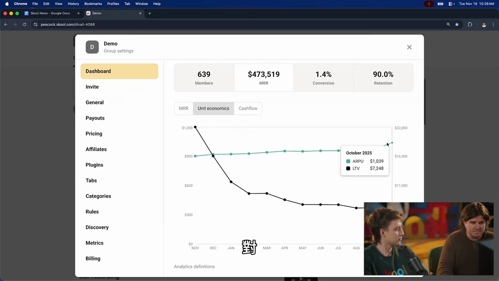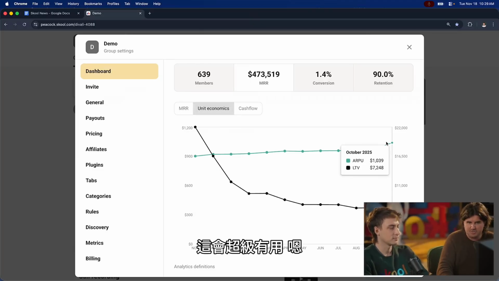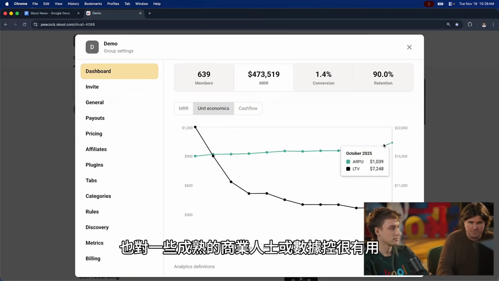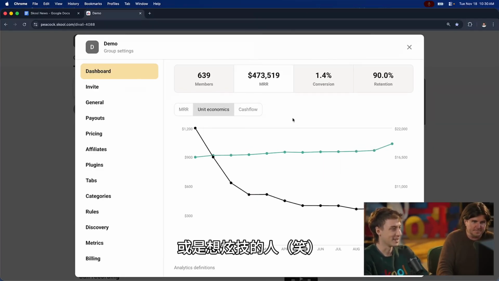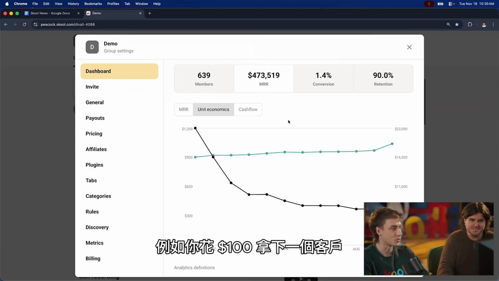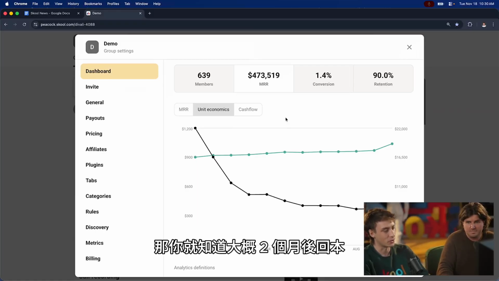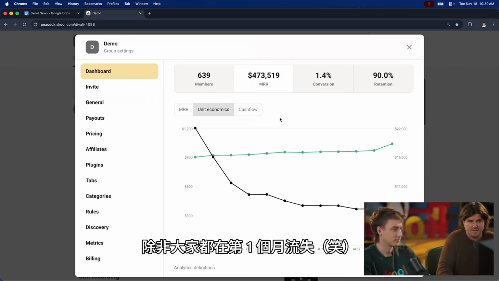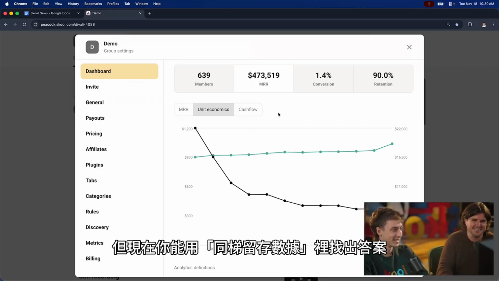This can be really useful for things like ads. If you're trying to run paid advertising at scale, this can be super useful. Also for just more mature business people or nerds or whatever. Or just people that want to flex. It's useful because say you're spending $100 to get a customer and your average revenue per user is $50, then you know that it'll take you 2 months to make your money back. Unless 100% of them churn in month one. Yeah. Which you can find out with your retention cohorts now.